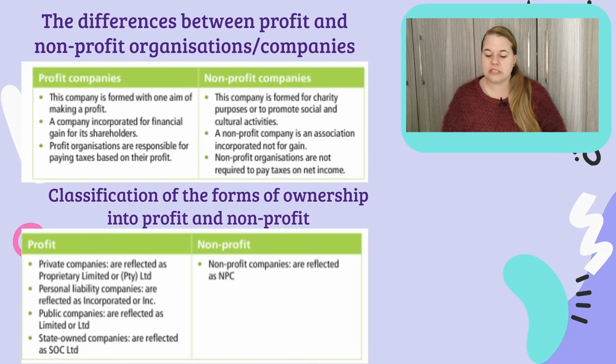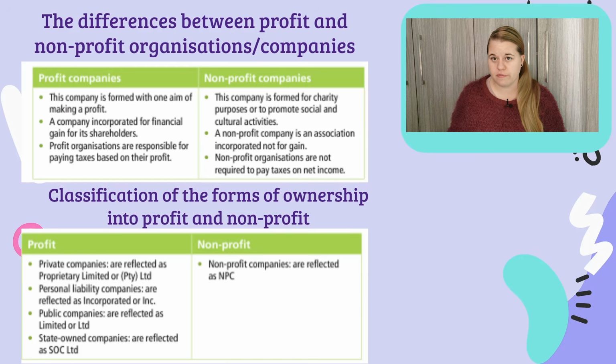All right, so here are the differences between a profit and a non-profit company. Okay, another very nice question. Distinguish the differences between. Describe the differences between. You getting the drift? Okay, so a profit company is formed with the aim of making a profit. I think that explains itself. A company incorporated for financial gain for its shareholders. So it wants to make money for its shareholders, people involved in the business. Profit organizations are responsible for paying tax based on their profit. So the amount of profit that you're making is going to depend on the tax that you'll be paying.